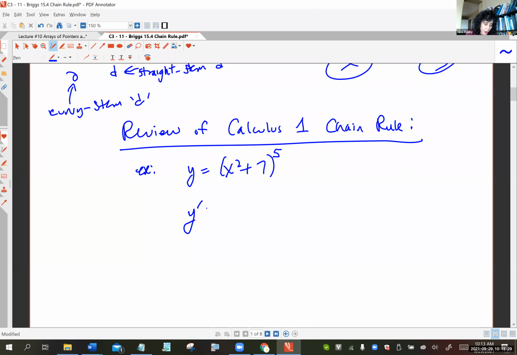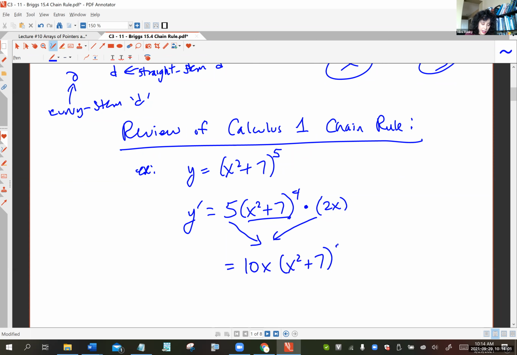So if you recall, if we were going to find y prime, you would first take the derivative of the outer layer, and you would use the power rule here, 5 times x squared plus 7 to the 4th, times, this is why they call it the chain rule, you're chaining the derivative of what's inside parentheses, the derivative of x squared plus 7, and that is 2x. And then, of course, you'd want to clean this up because you want to multiply the 5 and the 2x together, make it look kind of pretty, and you're done. And so there is the chain rule in action.